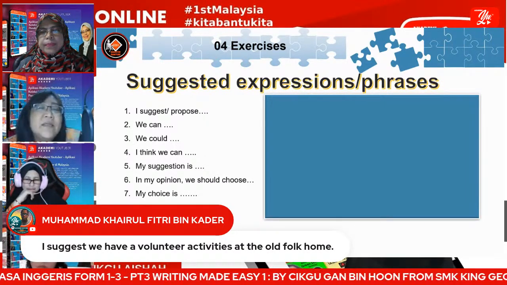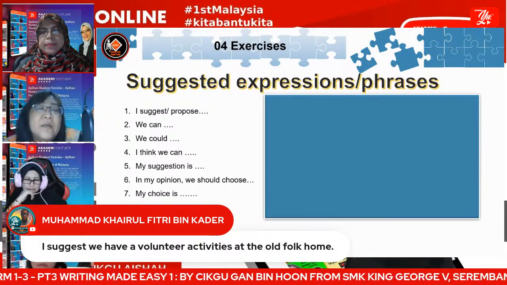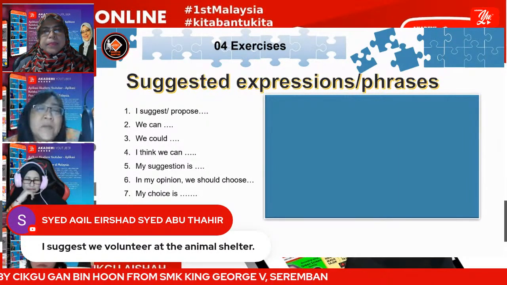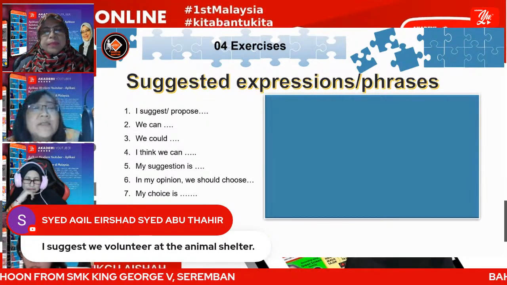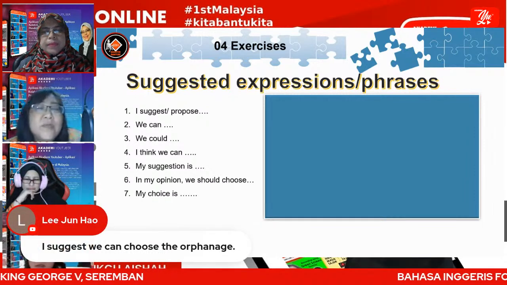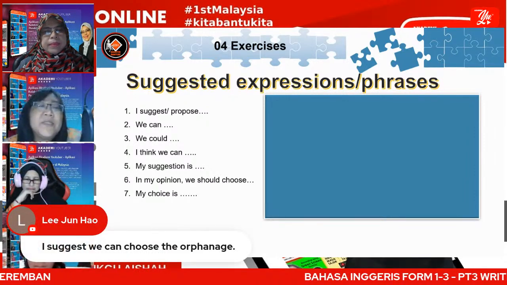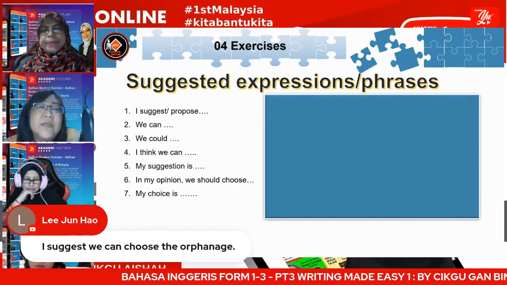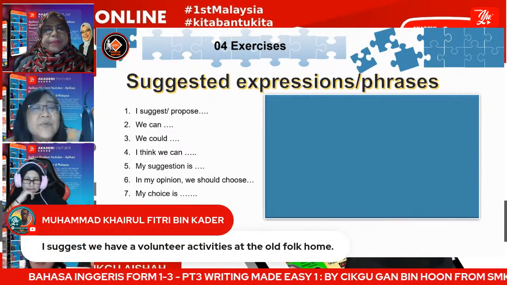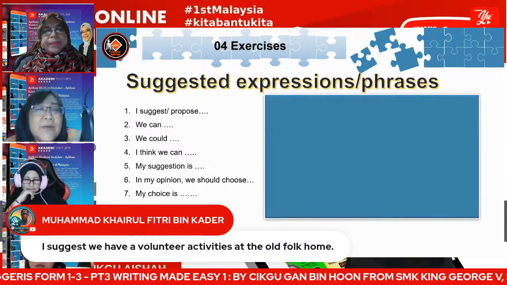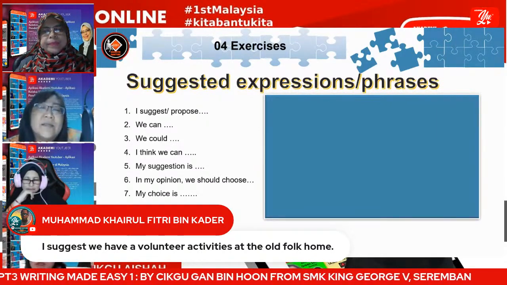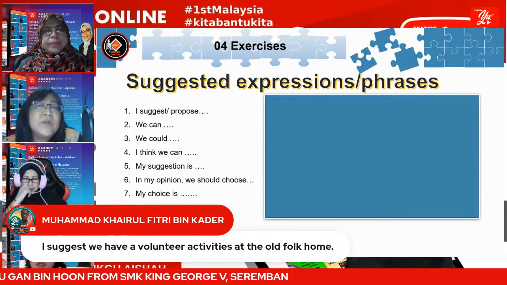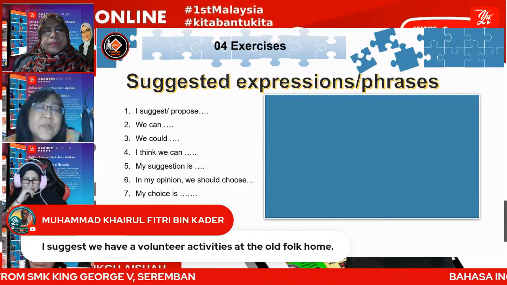I suggest we volunteer at the old folks home, or orphanage, or animal shelter. But it's better that you write the whole sentence because the word volunteer is taken from the question itself. So you can say, "I suggest we should volunteer at," or "I suggest we volunteer to do charity work at." So the sentence is a bit longer, but try not to write too long because remember it's only 80 words.